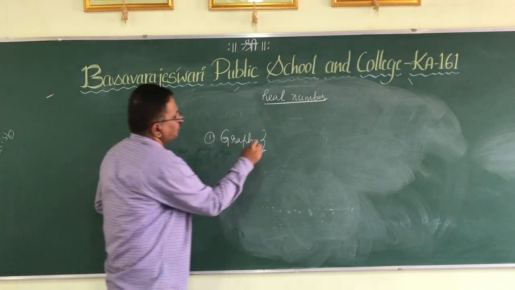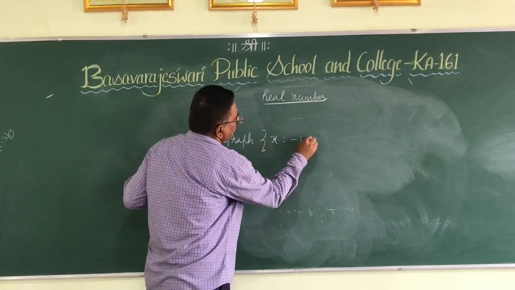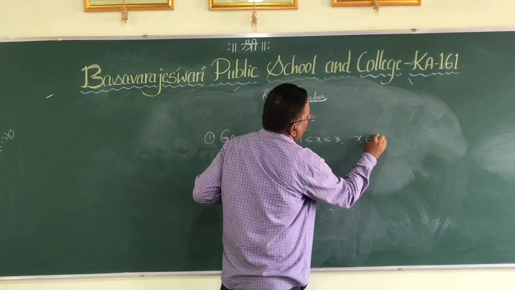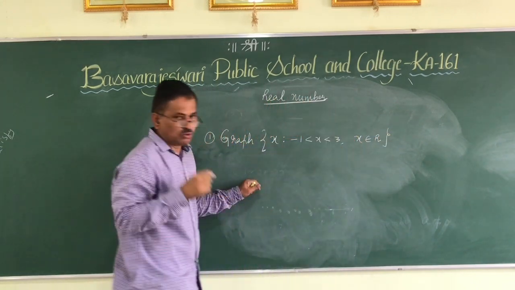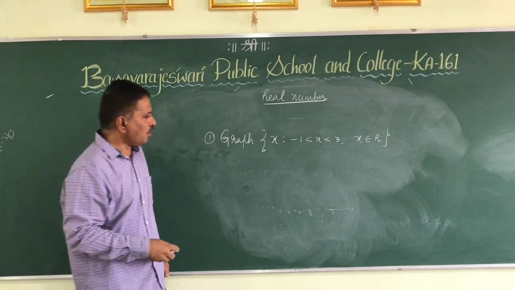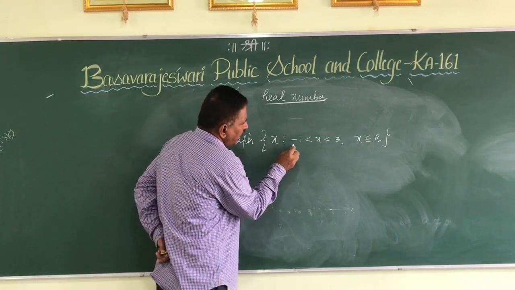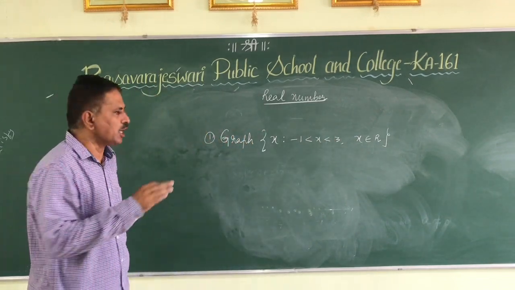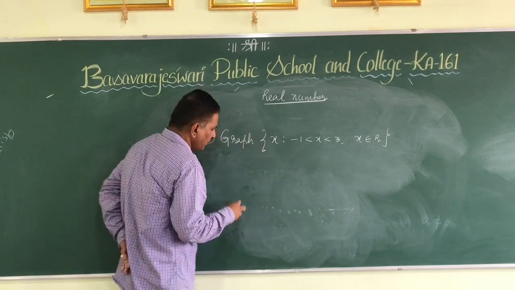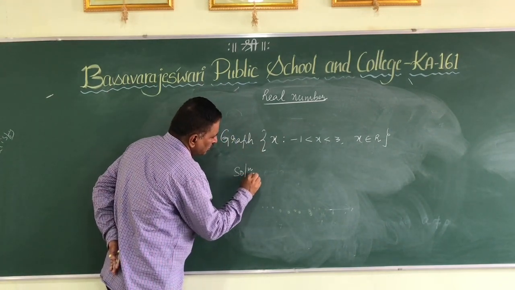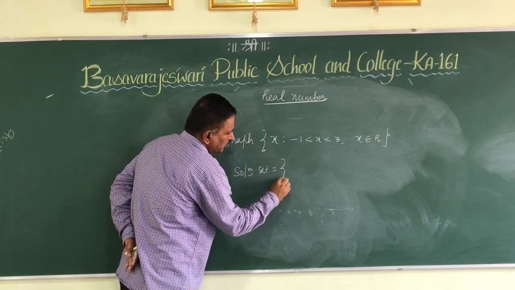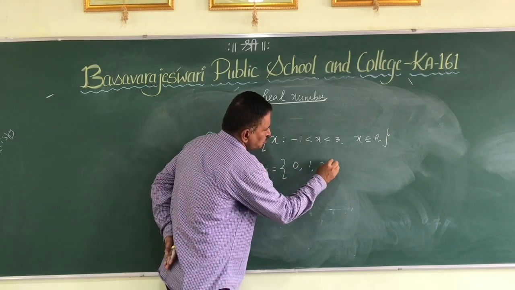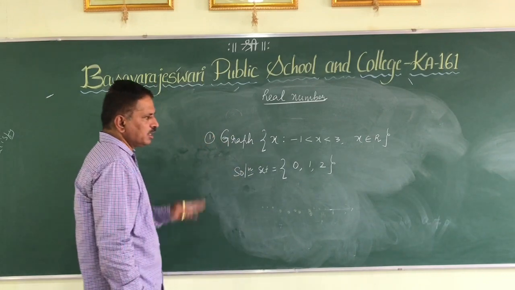Graph of x such that -1 is less than x, which is less than 3, x belongs to R. X belongs to R, right? Now see, -1 less than x less than 3 means you have to write those values which are present between -1 and 3. So therefore, the solution set for this will become 0, 1, 2. -1 cannot be taken, 3 cannot be taken.